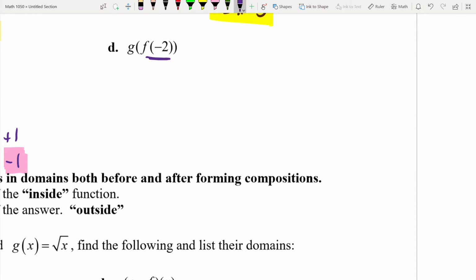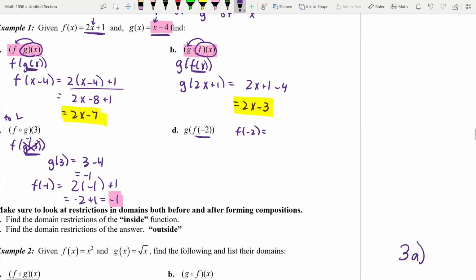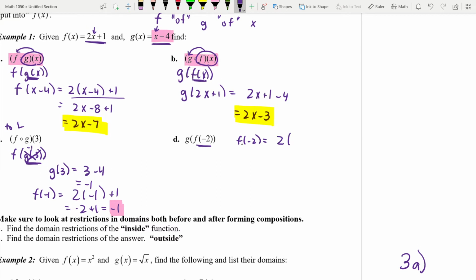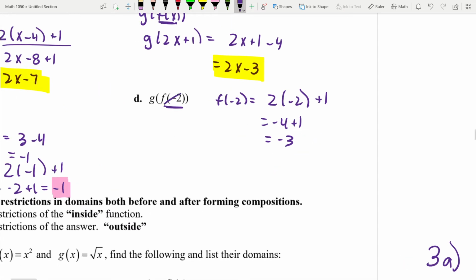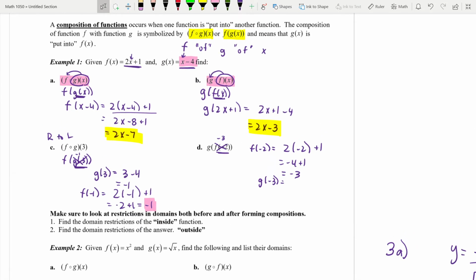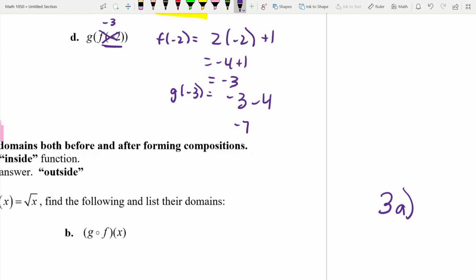First thing we're going to do is find f of -2. So right here, everybody write f of -2 equals. Go into that f of x. 2 times -2 plus 1, that's -4 plus 1, which is a -3. So f of -2 is -3. Now I'm going to find g of -3. So go into your g of x, put in a -3, you get -3 minus 4, that gives you a -7. Highlight your answer, and you're done. That's it. Okay, who says got it? I'm totally good.